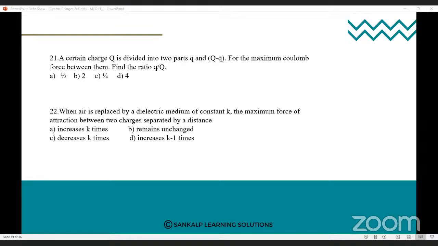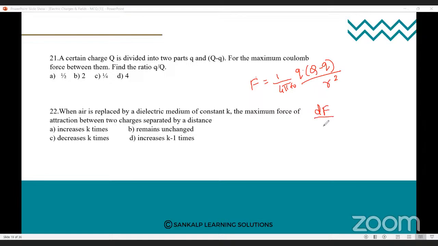So according to Coulomb's law, F is equal to 1 upon 4 pi epsilon naught, Q1 into Q2 divided by r square. Here Q1 is q and Q2 is Q minus q, upon r square. In maths, I think you learn a concept called differentiation, maxima and minima. I don't know whether you have learned it or not, but there is a condition there.